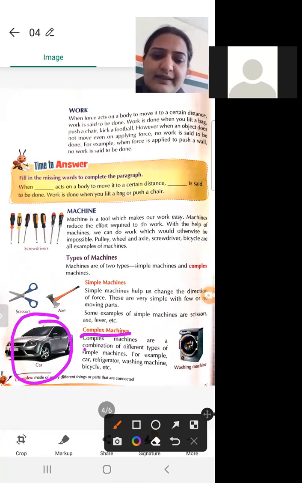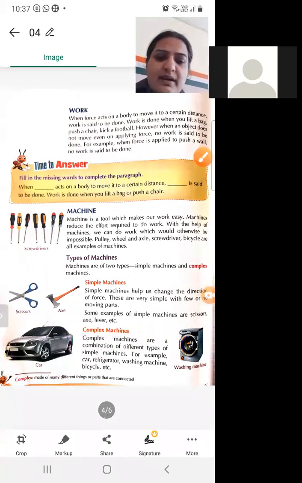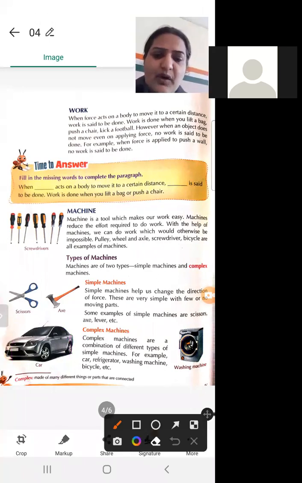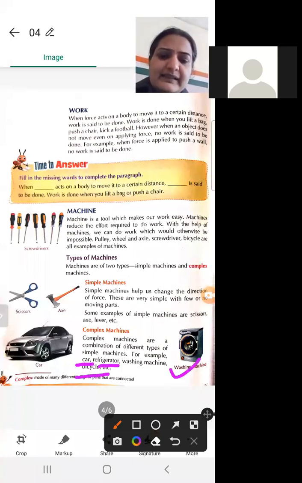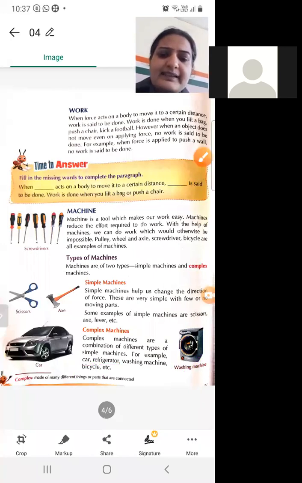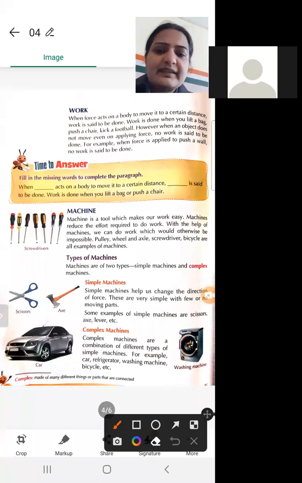So it is a combination of simple machines. And what are the examples of complex machine? Car, refrigerator, washing machine, bicycle. So these are examples of complex machine. So what do you mean by machine? It is the tool which makes our work easy.